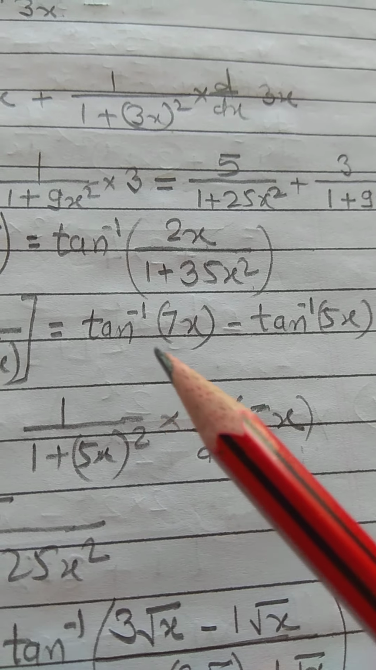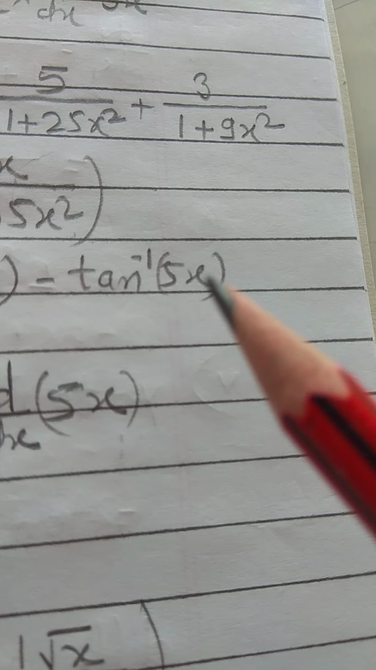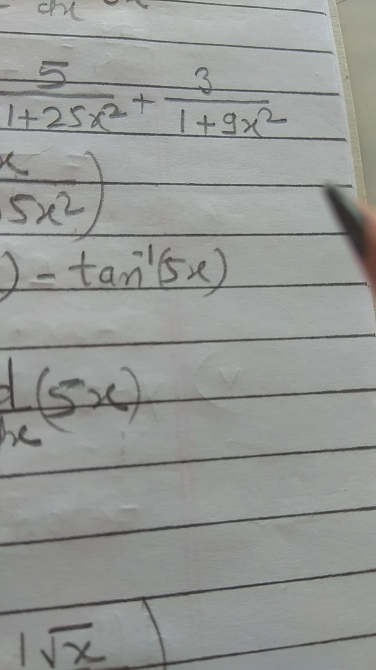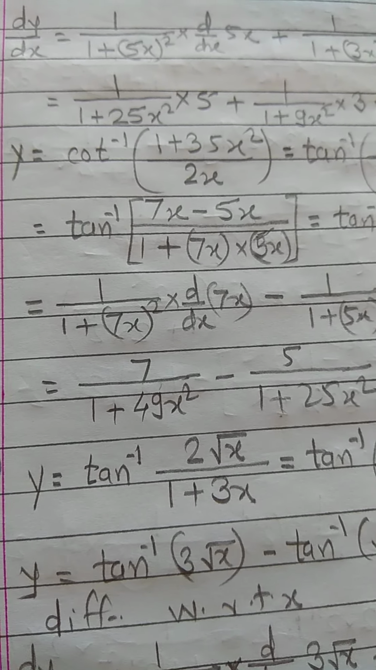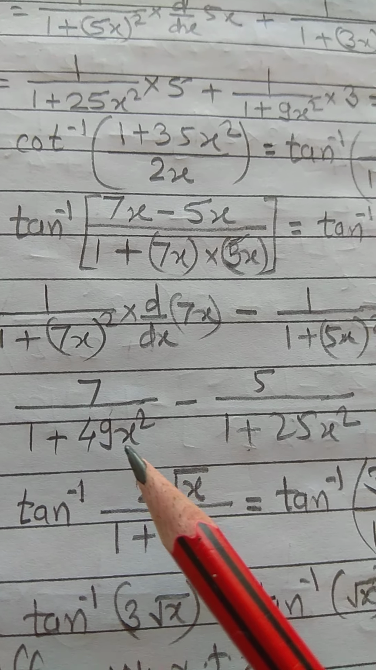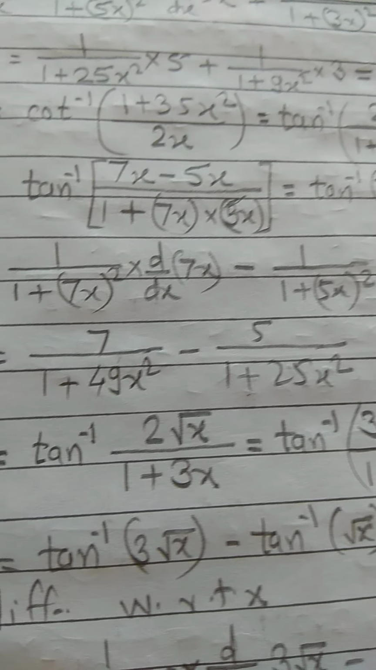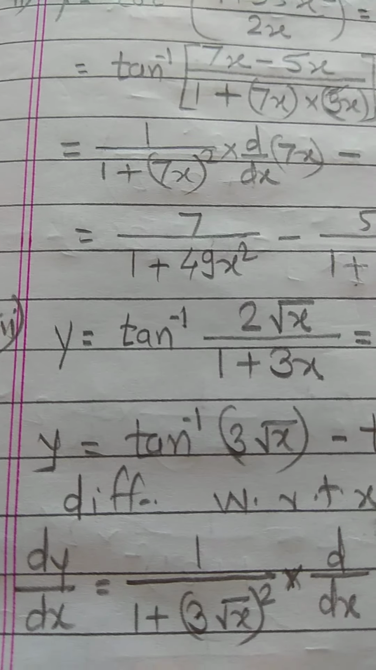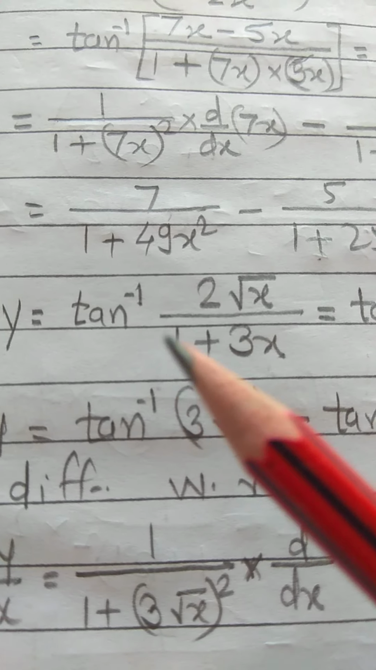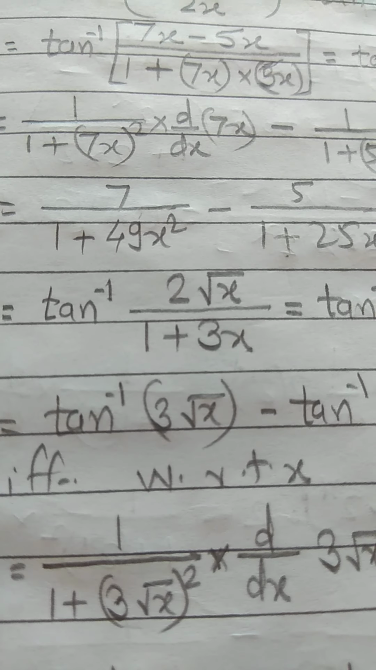Derivative of tan inverse of 7x will be 1 upon 1 plus 7x square into derivative of 7x, which will give you 7. Derivative of tan inverse of 5x will be 1 upon 1 plus 5x bracket square into derivative of 5x, which will give you 5. So the final answer is 7 upon 1 plus 49x square minus 5 upon 1 plus 25x square. Roman 3, y equal to tan inverse of 2 root x upon 1 plus 3x.